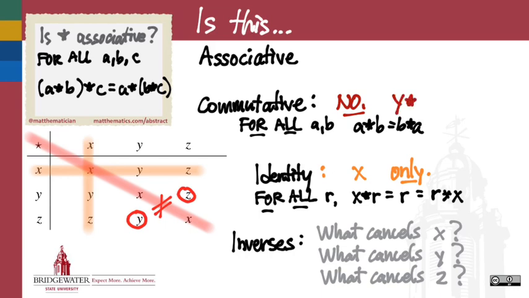Because y star z is different from z star y. Okay. Associativity. Because there's 27 different possibilities, I don't think we have time for me to turn you loose in checking all 27 of them. And plus, that's just busy work, let's face it. So why don't I give this one away?